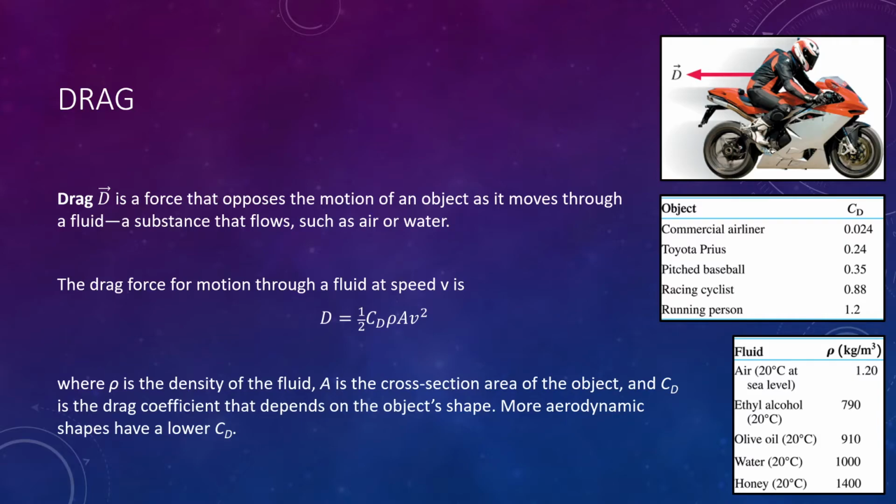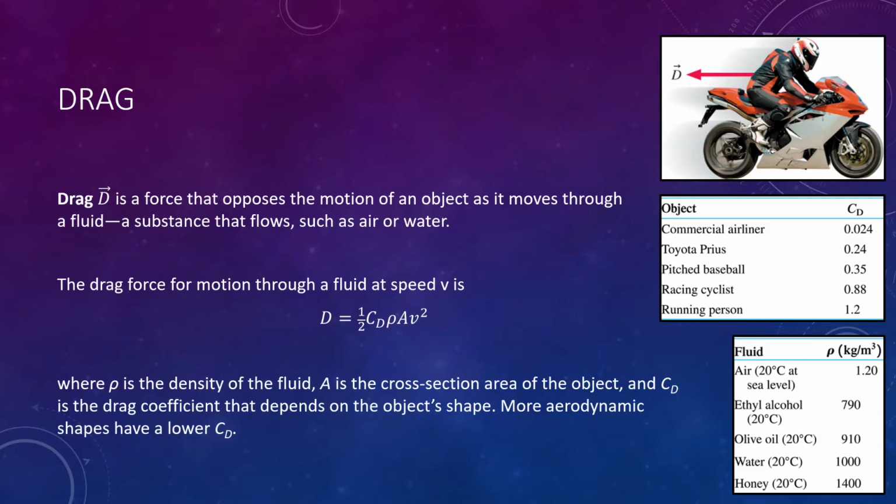So when we say cross-section, we mean just imagine like slicing straight through the object. That is the cross-section area, the area of that surface that you've basically sliced through. And then CD is what we call the drag coefficient. This is a number that depends on the shape of the object. More aerodynamic objects have a smaller value of CD, while objects that are not very aerodynamic have a large value of CD.